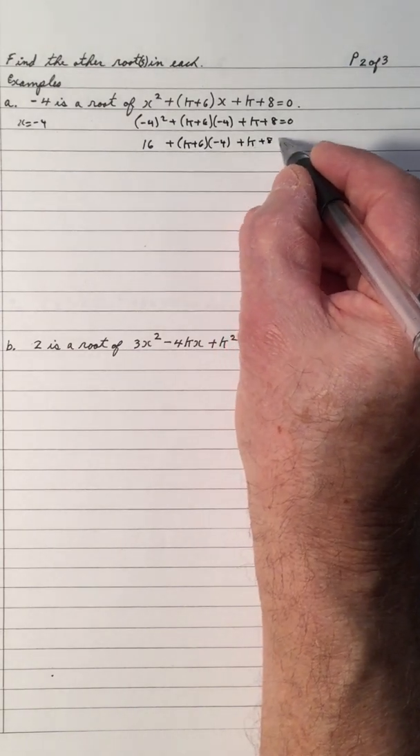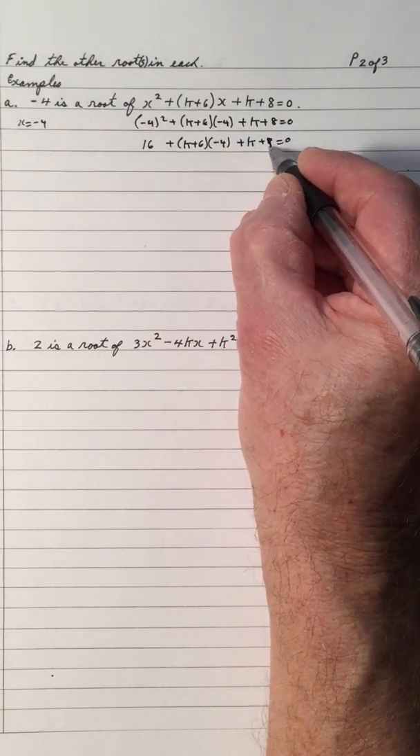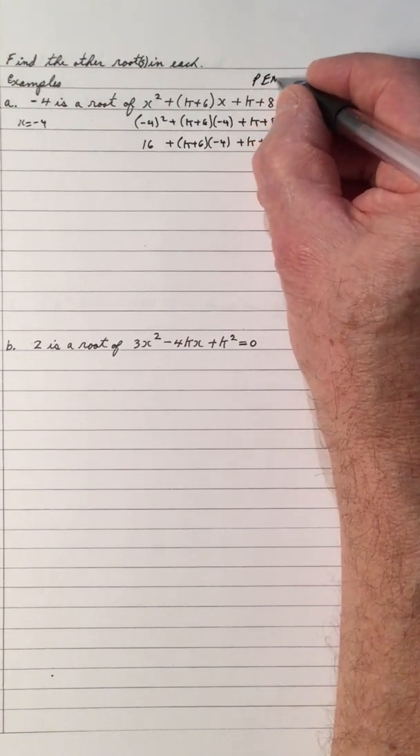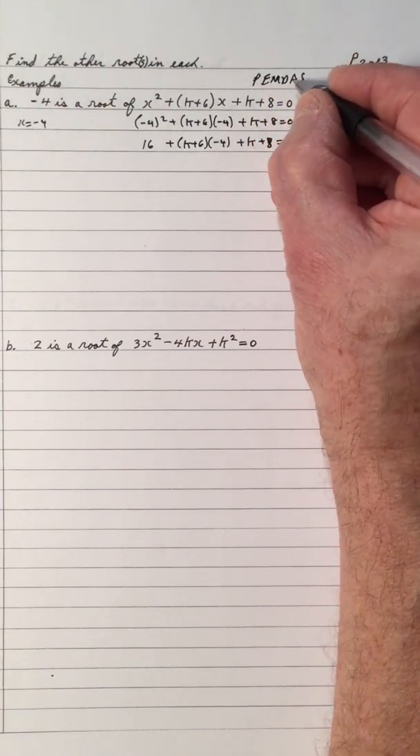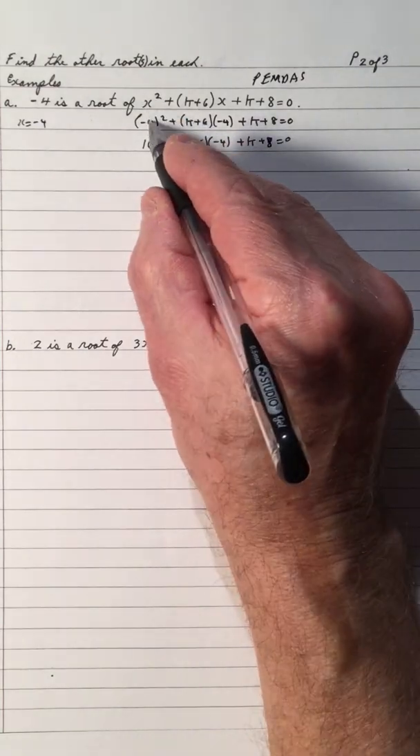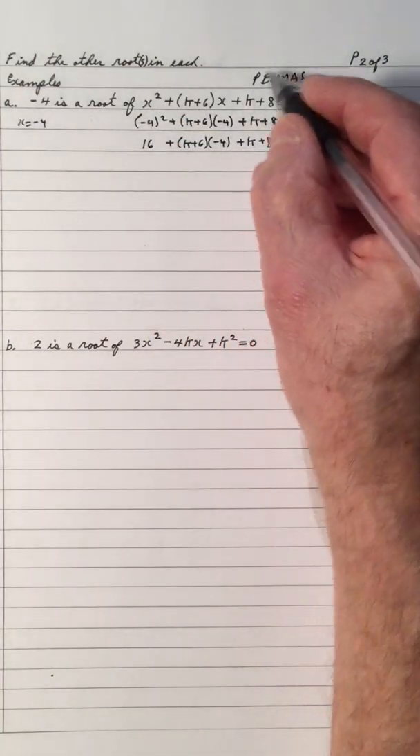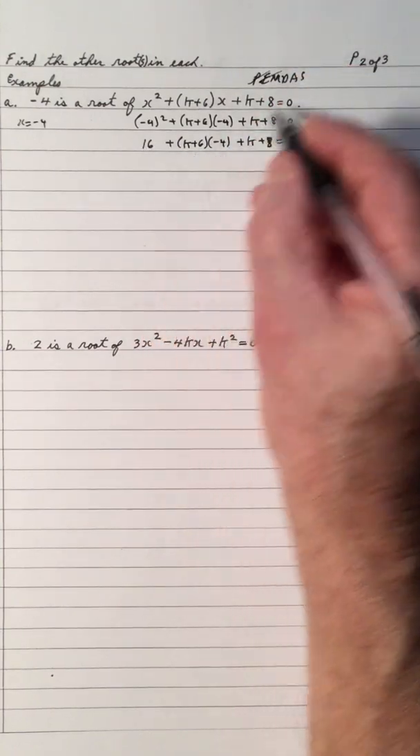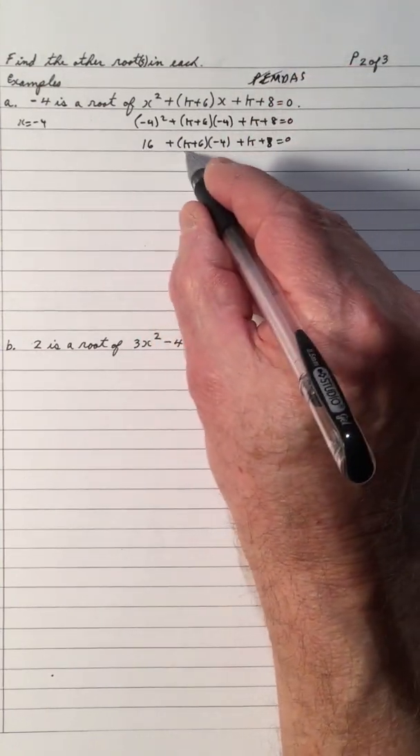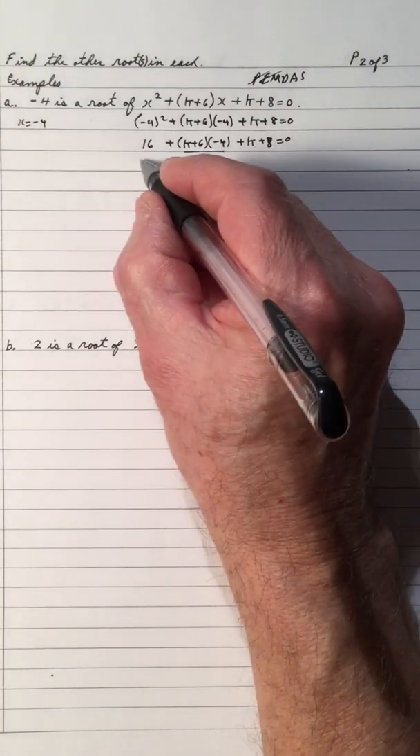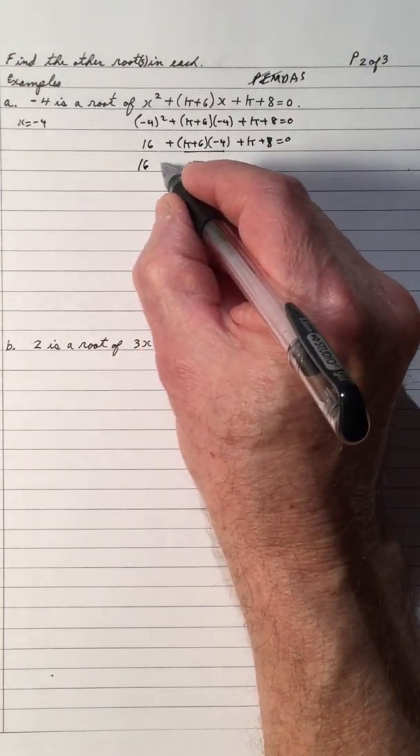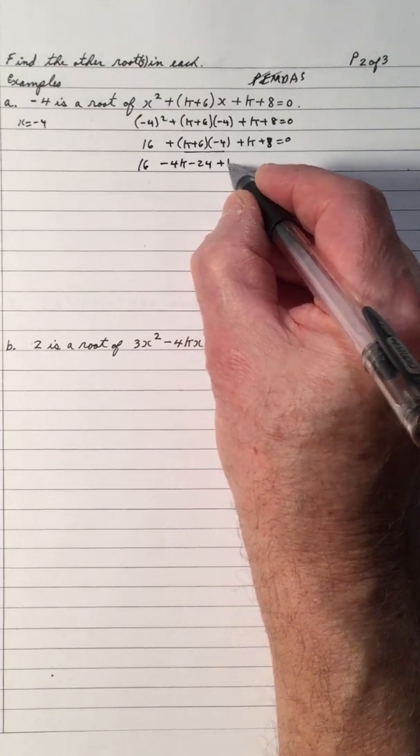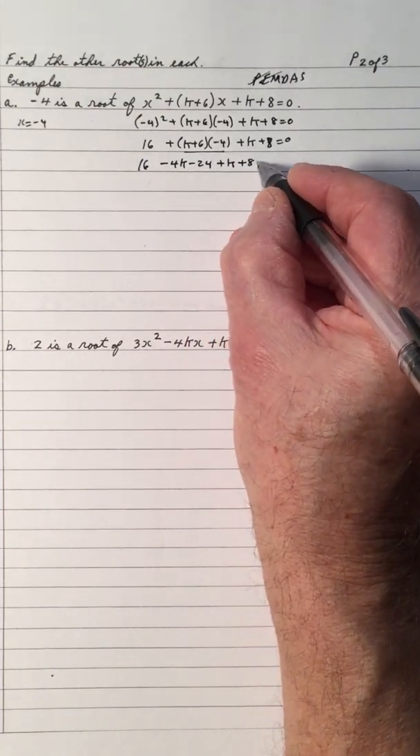I'm only doing the exponent first. Again, we're doing PEMDAS, P-E-M-D-A-S. So inside the brackets, you can't do anything. It's already simplified. So I'm doing the exponent next, which is done. Now I have to multiply and divide. So there's the multiplication first before I add. So I get 16 minus 4k minus 24 plus k plus 8.